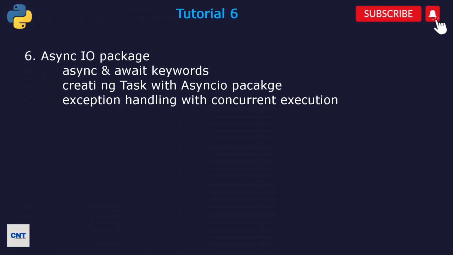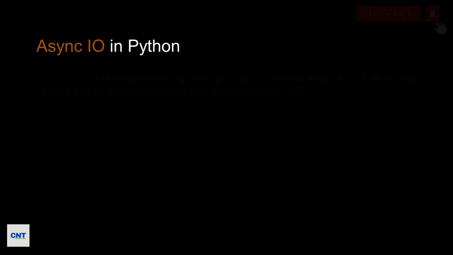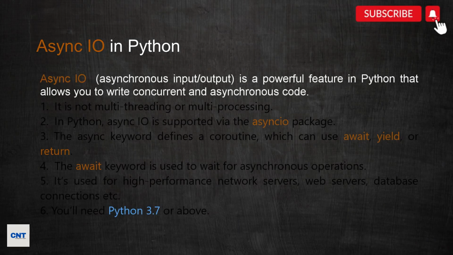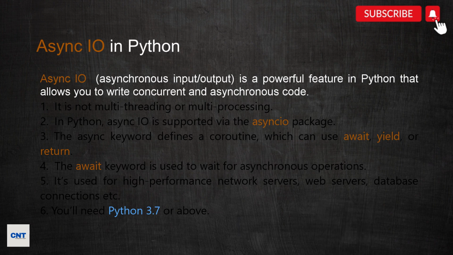Okay guys, in this video we will learn async IO in Python. Async IO, asynchronous input output, is a powerful feature in Python that allows you to write concurrent code. It is not multi-threading or multiprocessing. In Python, async IO is supported via the asyncio package. The async keyword defines a coroutine which can use await, yield, or return. The await keyword is used to wait for an asynchronous operation. It is used for high performance network servers, web servers, database connections, and many more things.